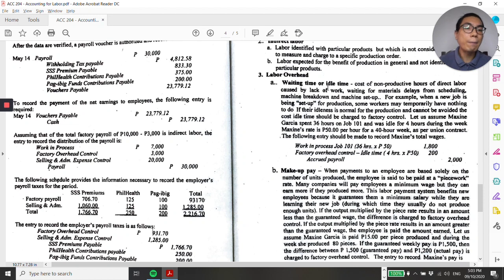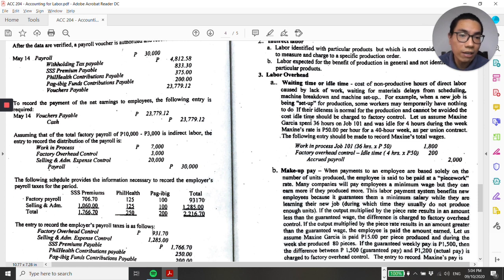Unang-una, pag may waiting time or idle time. Normally, yung mga naalat na idle time considered as non-productive hours ng company. That's why it should not be directly charged to a certain engagement, to a certain job. Kasi unproductive hours natin siya. So, yun, in a normal setup, no?